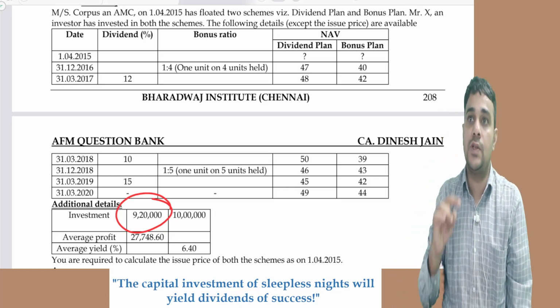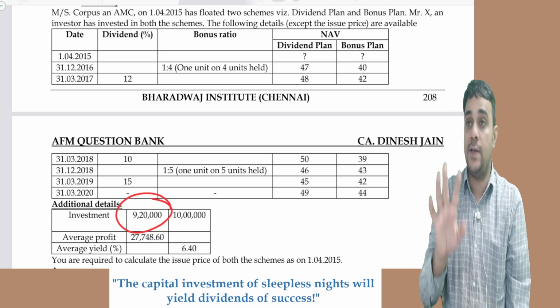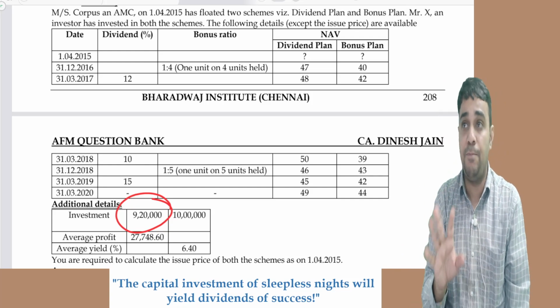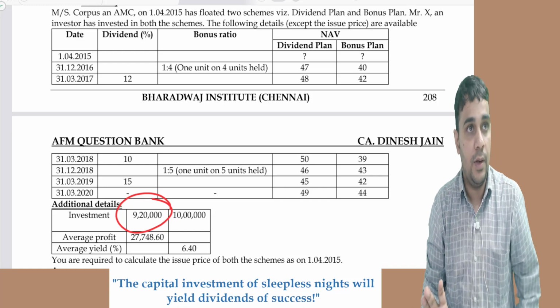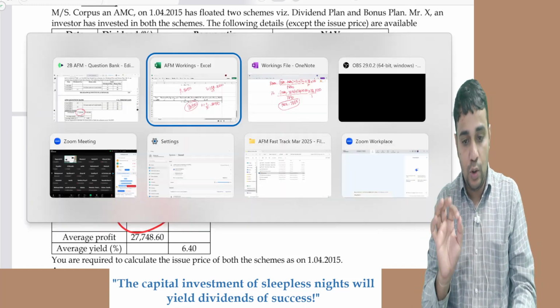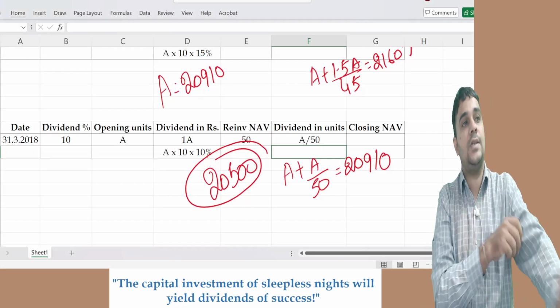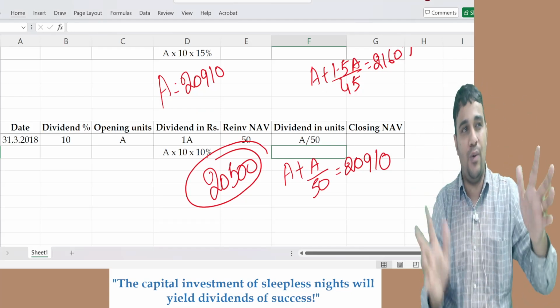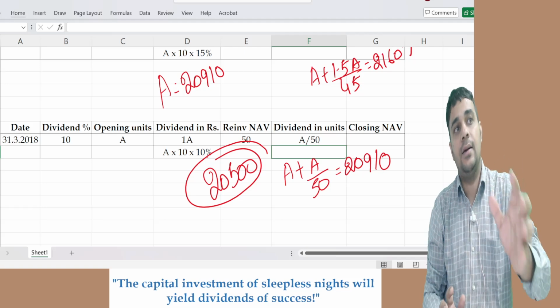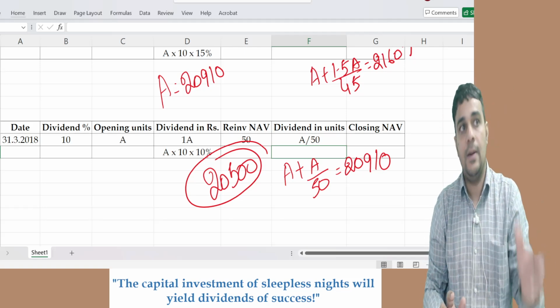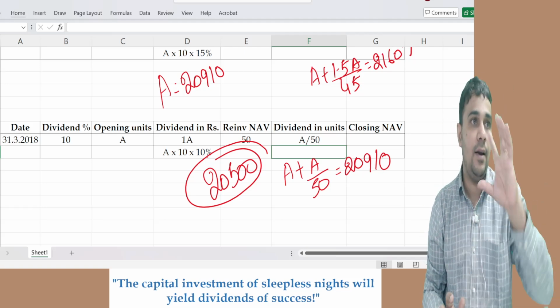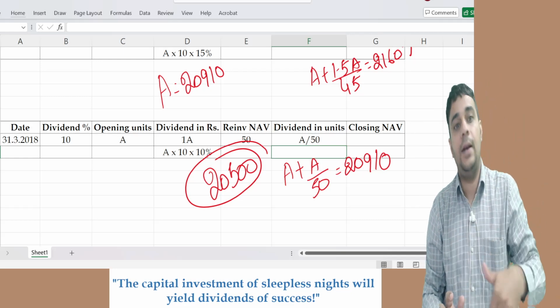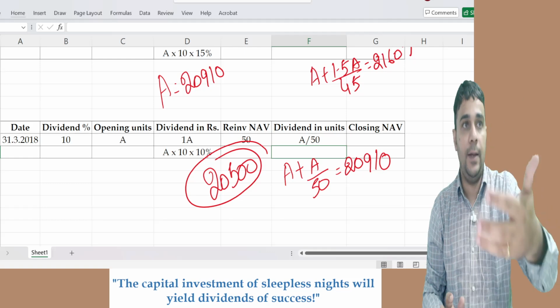Now I'm going to do the reverse working on the bonus plan part, which is in fact simpler than this. Any doubts here? I'll repeat what we did. We took the opening units as A, X, Y, Z, whatever you want. That's okay. You take that, calculate opening plus this is equal to this number, and then in the reverse working you will get the number. Then repeat for the earlier one.